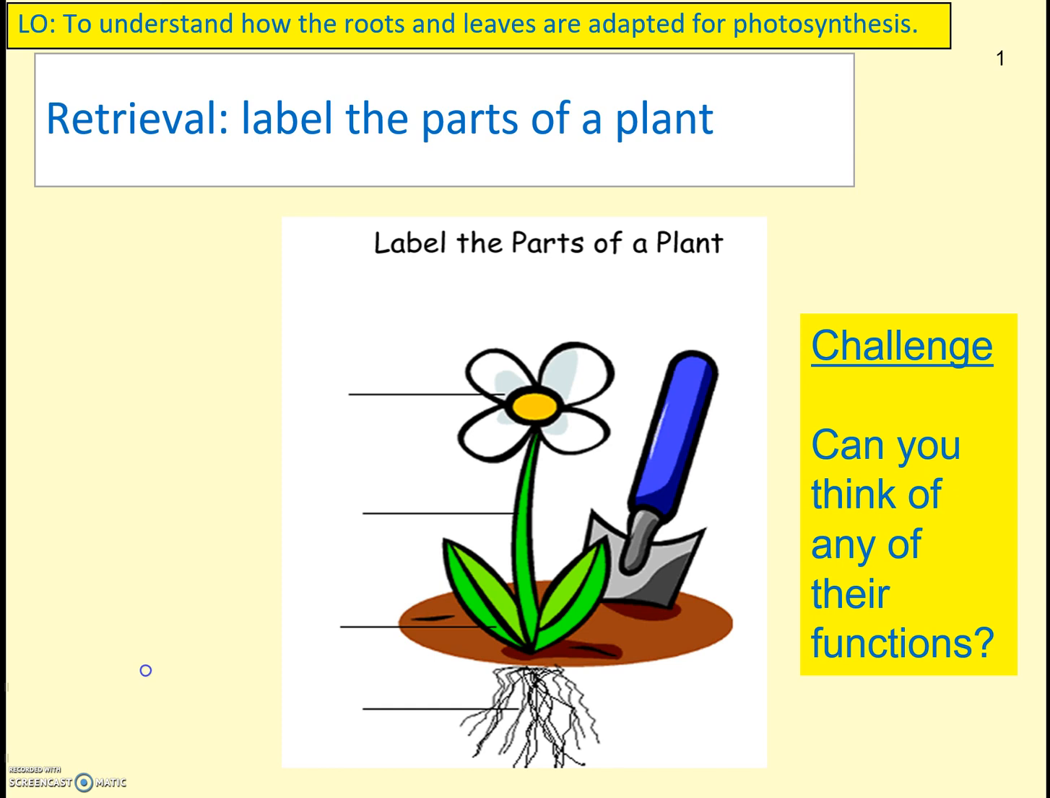Our retrieval practice today will require you to draw on prior knowledge from primary school. Please draw and label the different parts of the plant. Pause the video and do this now. And for a challenge, can you think of any of their functions? Off you go now.